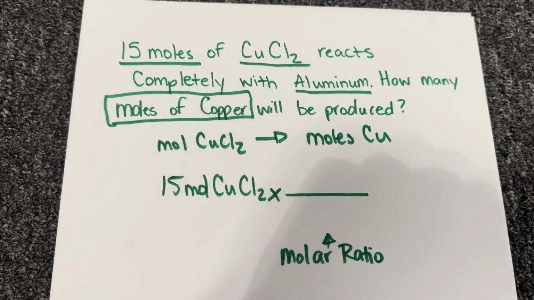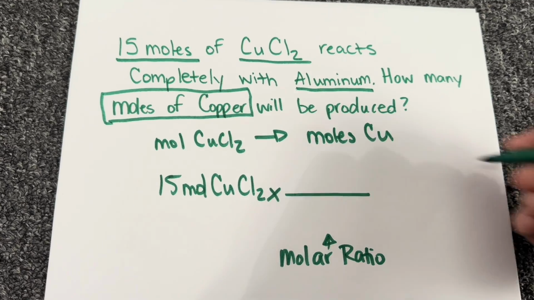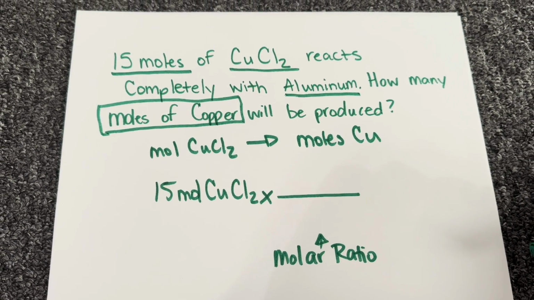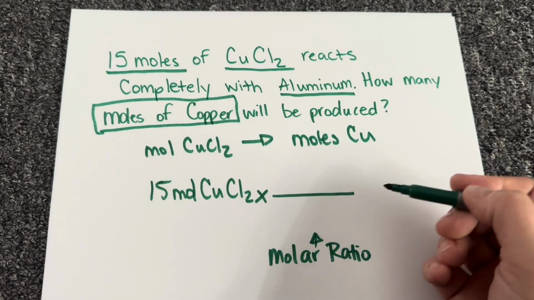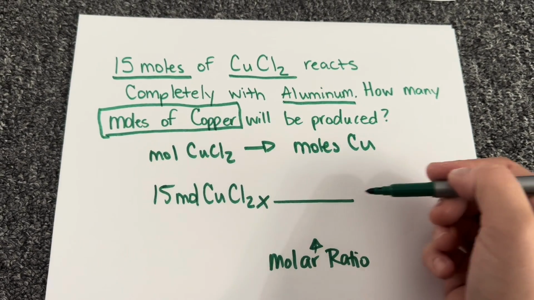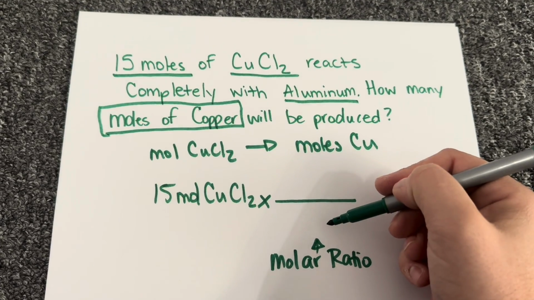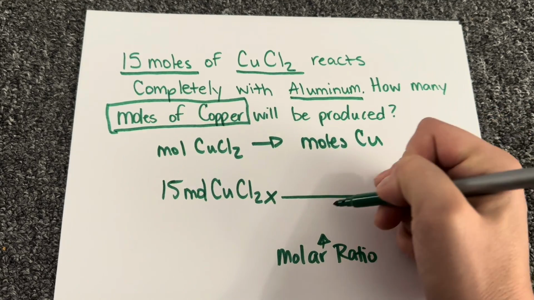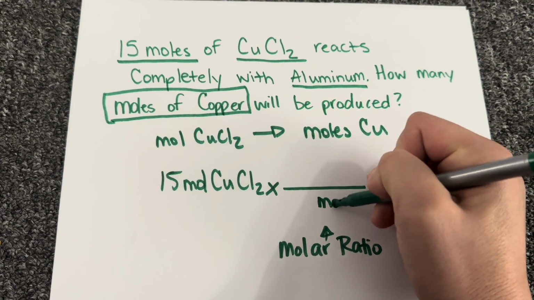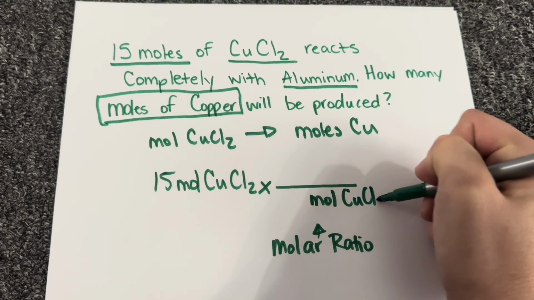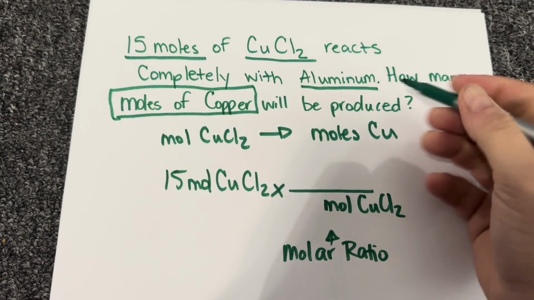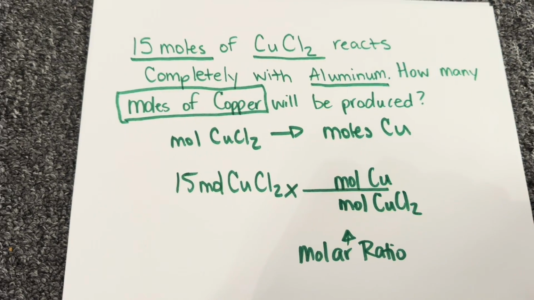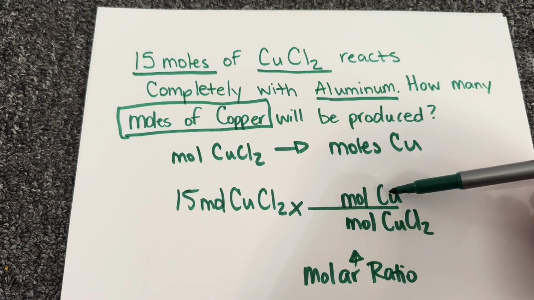So where am I going to need to put moles of copper chloride in my molar ratio? Does it need to go on the top, or on the bottom? Hopefully you remember from our dimensional analysis that when we want something to cancel out, it has to show up on the top and the bottom of our fraction. So if I want this to disappear and go poof and not be in my problem anymore, it has to have a counterpart on the bottom. The unit I want to be in, moles of copper, needs to go on the top. So I have to pull my molar ratio that connects copper chloride to copper.